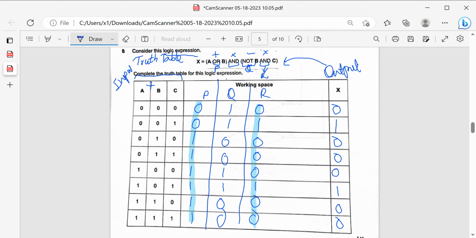As this whole question is of 4 marks, and 1 mark for 2 correct outputs, if all the outputs are correct, then you will be getting 4 marks out of it. So that's all about today's question. Hopefully you got the idea.